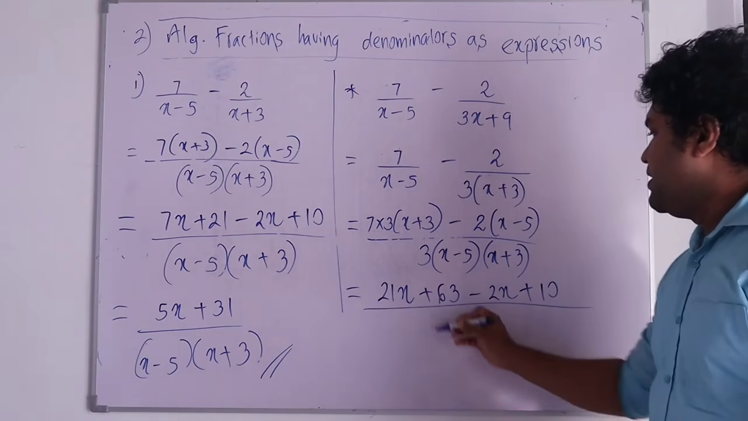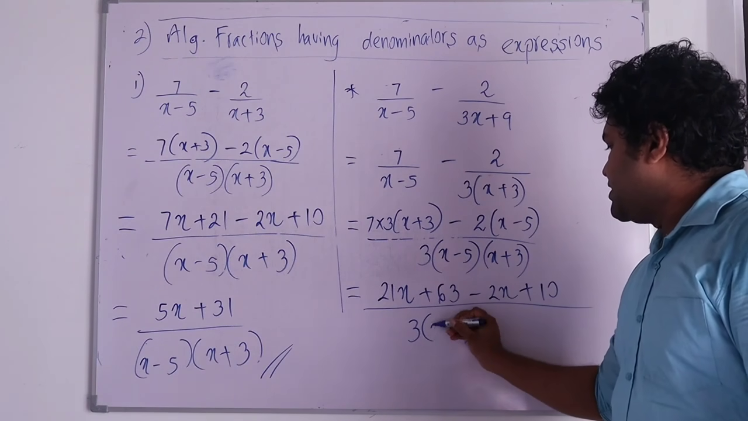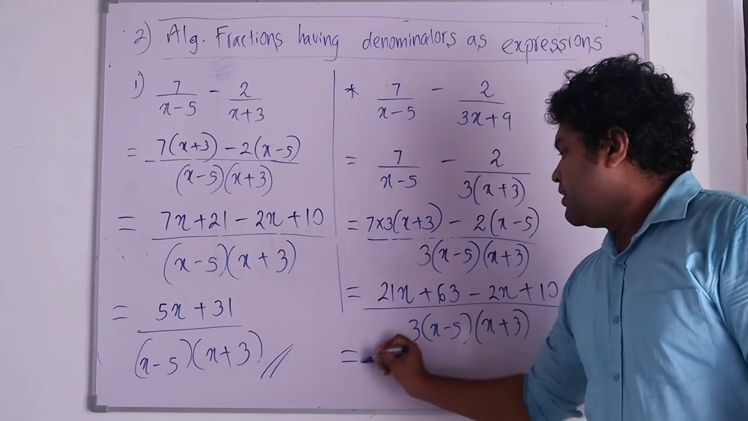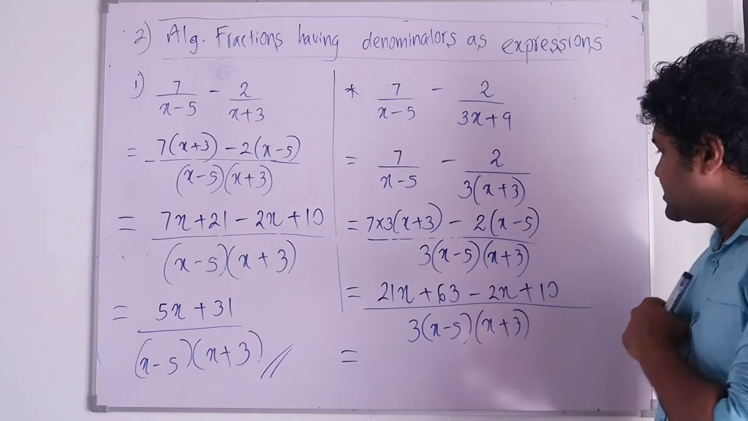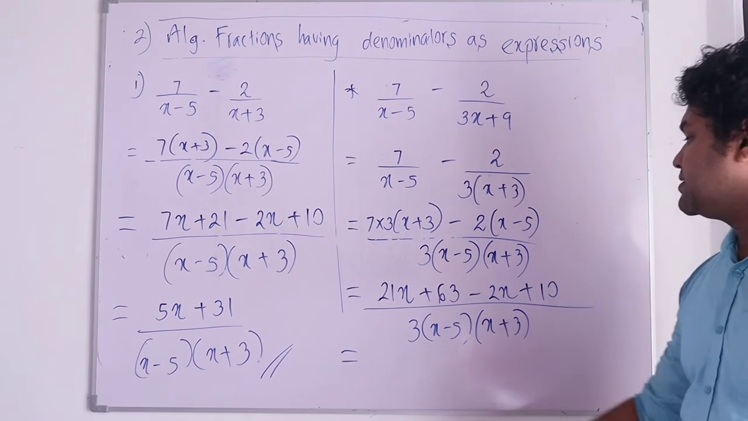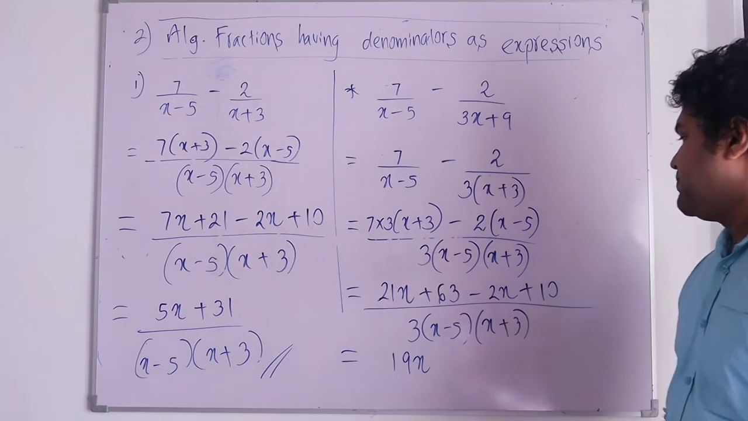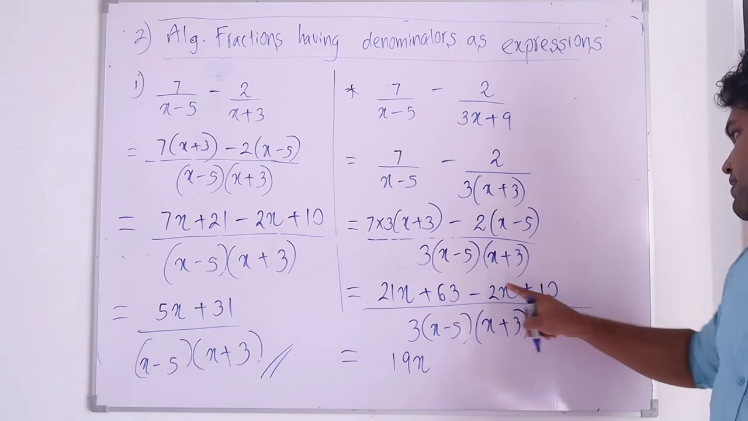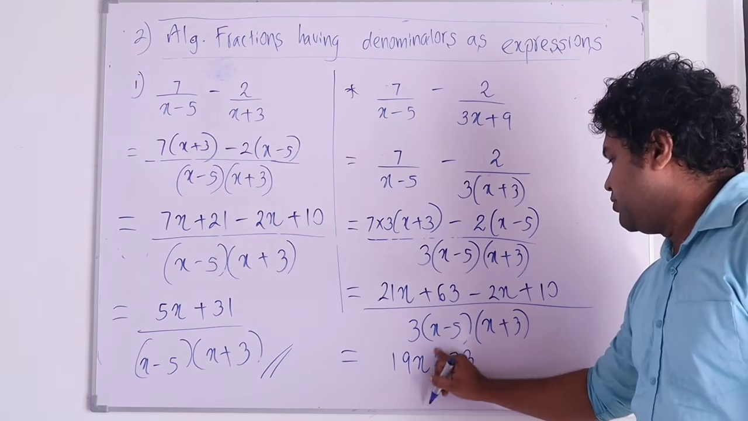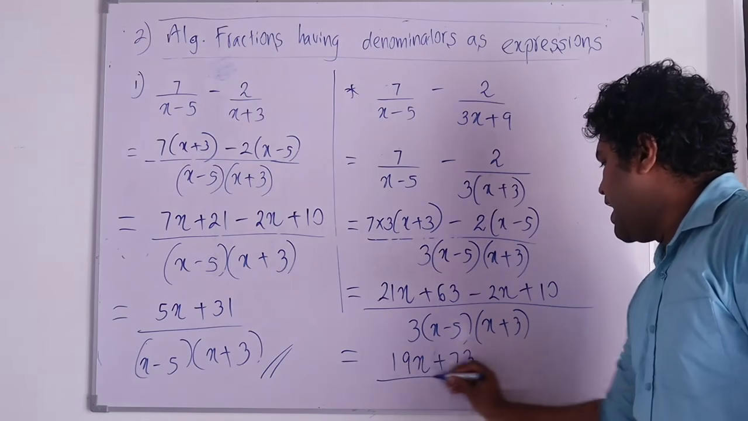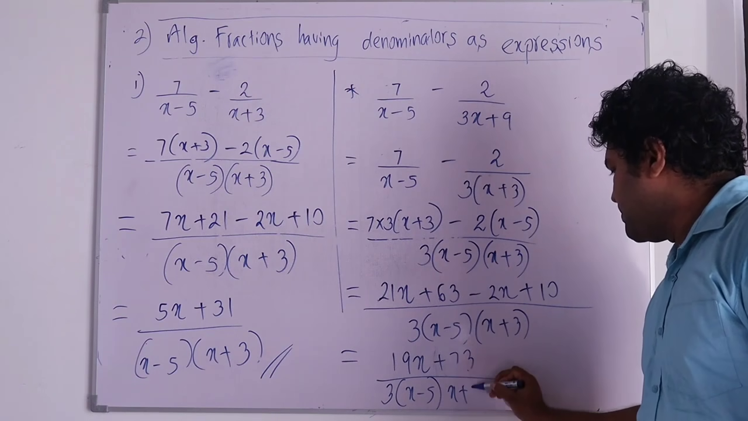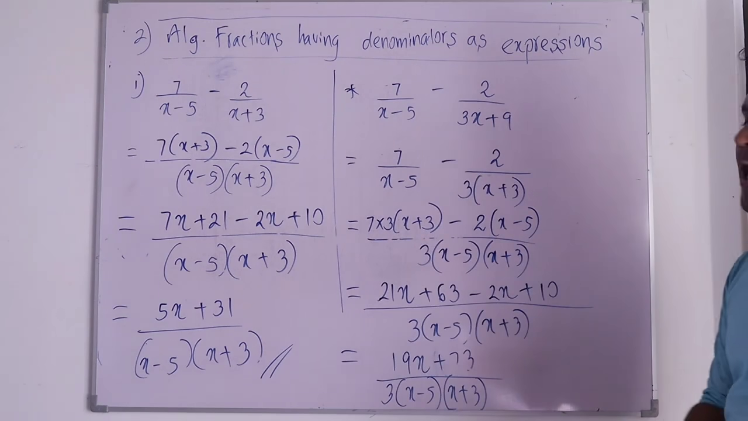What's your answer? 3 times x minus 5. The denominator never changes. Right. Collect the like terms. Collecting like terms. What are the like terms? Yes. 21x and minus 2x. It is 19x. And positive 63 with positive 10 is positive 73. Positive 73. And the denominator. Okay. This is the answer.